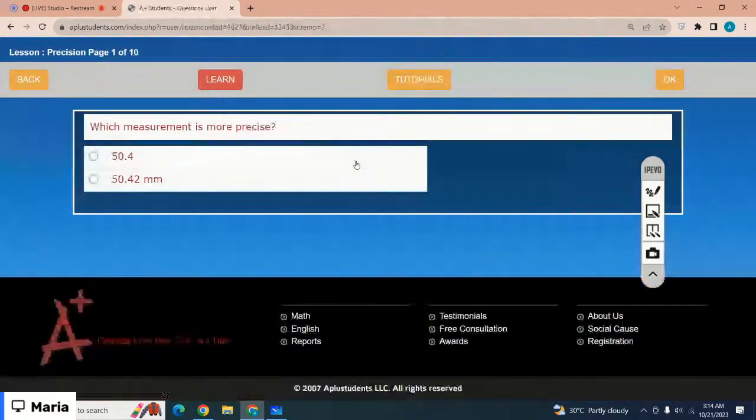Which measurement is more precise, 50.4 millimeters or 50.42 millimeters? Which is the correct option? The one with more decimal places is more precise, so obviously the second option is the correct one, because you measure to the hundredth of millimeters. The hundredth of a millimeter is a smaller unit than millimeters, so the correct option is option number 2, that is 50.42 millimeters.